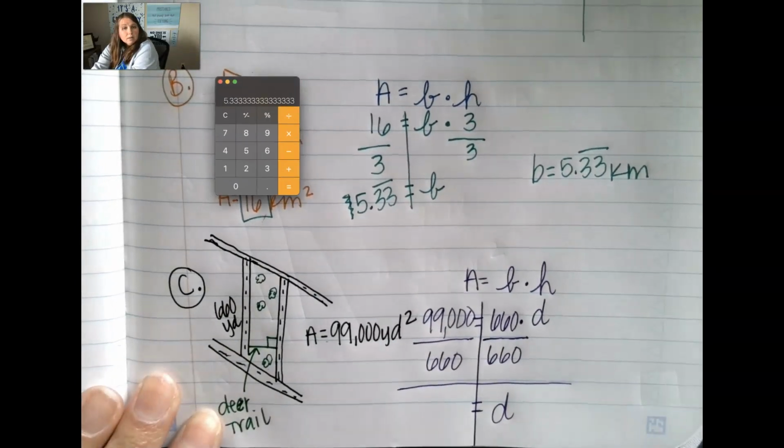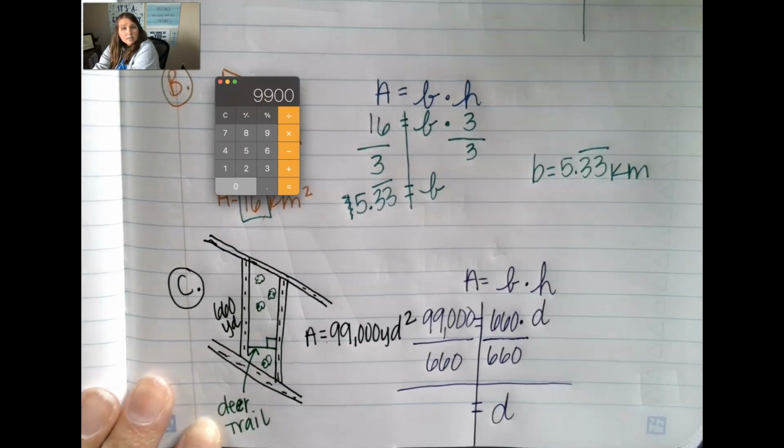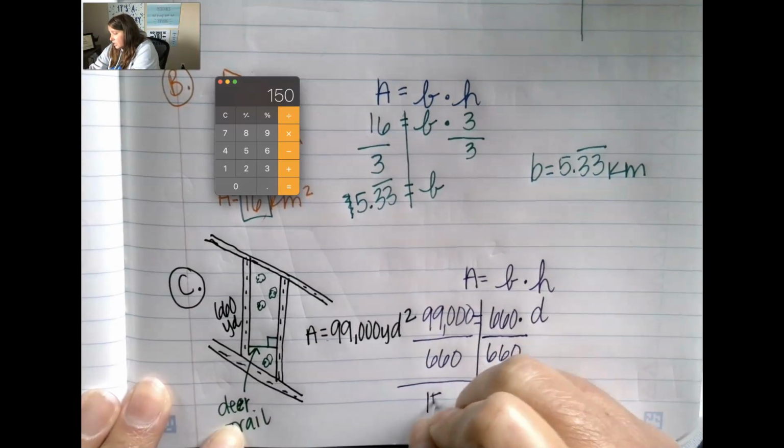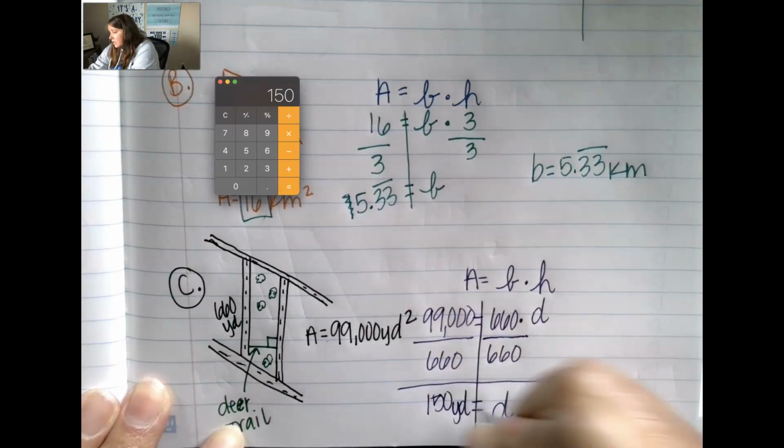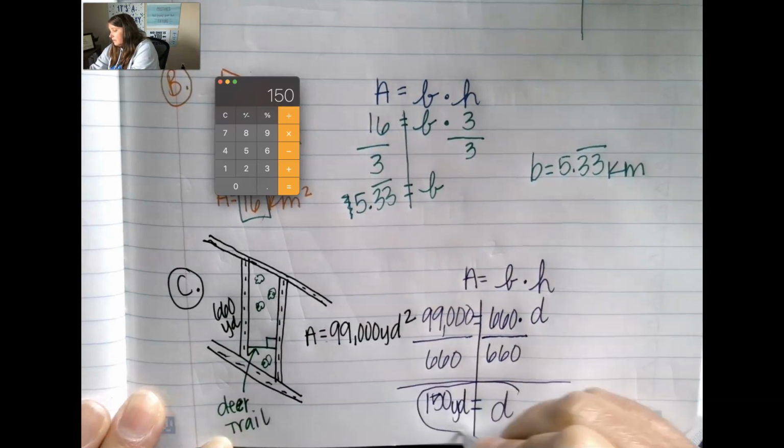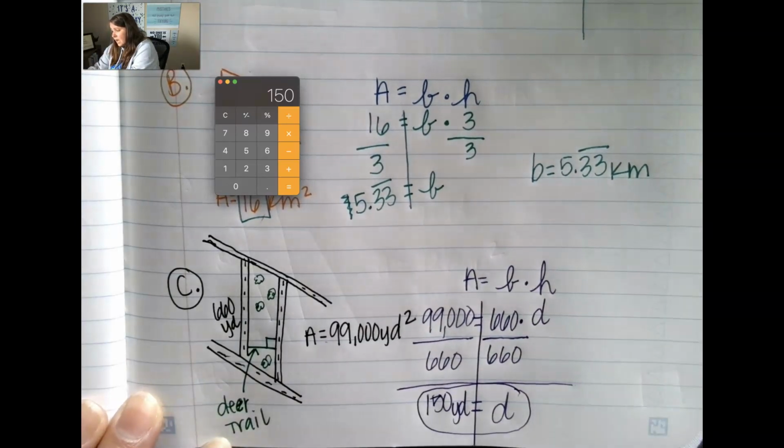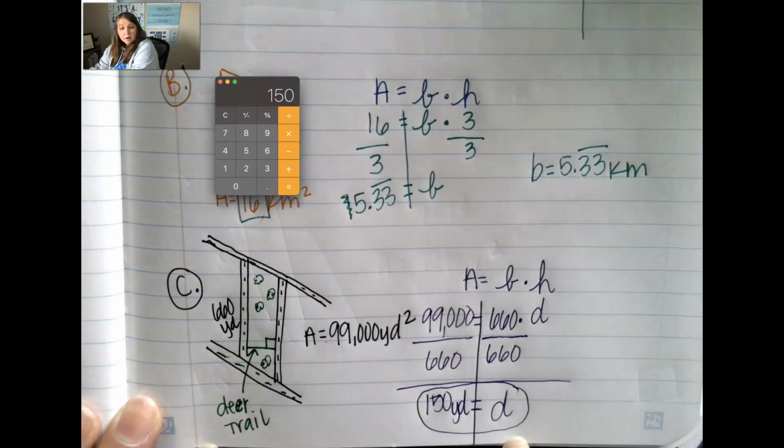So let's grab our little calculator here. We're going to put in 99,000 divided by 660, and this is going to give us 150 yards. So the deer trail equals 150 yards.